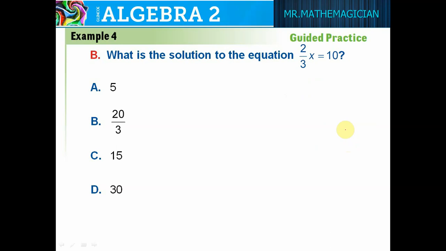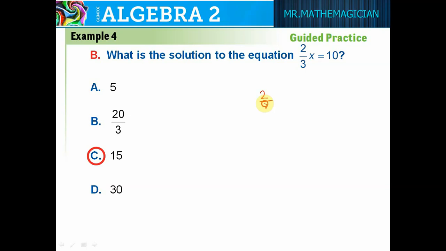What is the solution to the equation 2 over 3 x equals 10? Is it A, B, C or D? Try to answer. Yes, it must be C. Why is that?